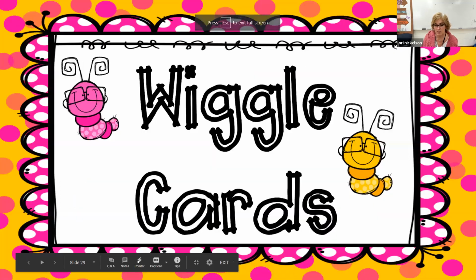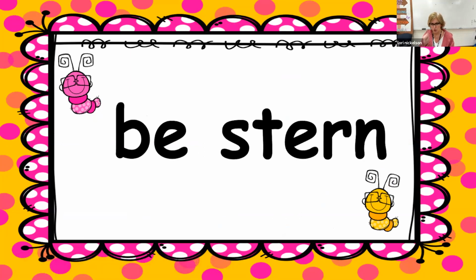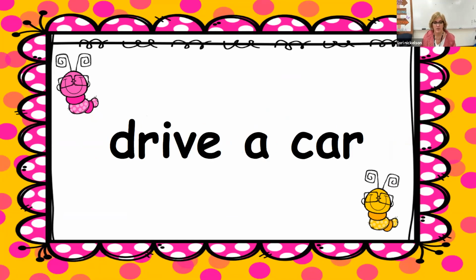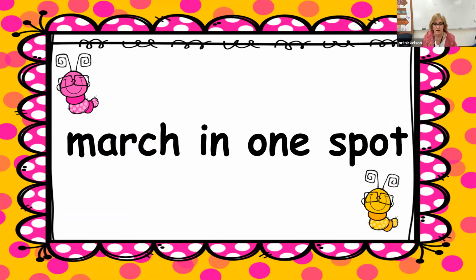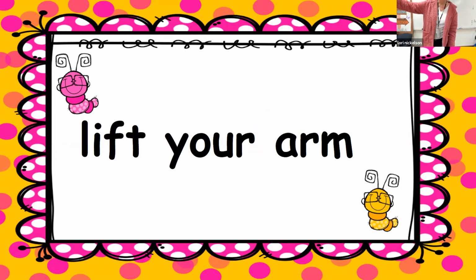All right, wiggle cards. Perk up. Be stern. Stop. Bark like a dog. Barf, barf, barf. I sound like a sick dog. Drive a car. Arch your back. March in one spot. Pat your arm. Lift your arm.